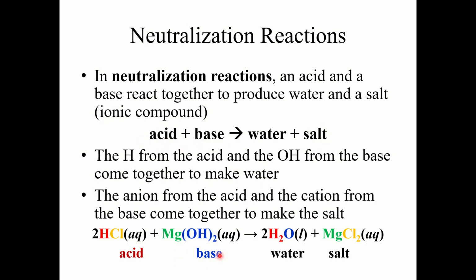So what's left behind is the anion from the acid and the cation from the base, and they come together to make the salt. So for example, if we looked at the reaction of hydrochloric acid plus magnesium hydroxide, the H from the acid reacts with the OH from the base to form water. So two H+ ions from the acid react with the two OH- ions from the base to form two water molecules. So what's left behind? Well, we've got these two chloride ions from the acid and this magnesium ion from the base. So they will come together and form a salt. They form magnesium chloride. So neutralization reactions, it's acid plus base, which forms water and salts.